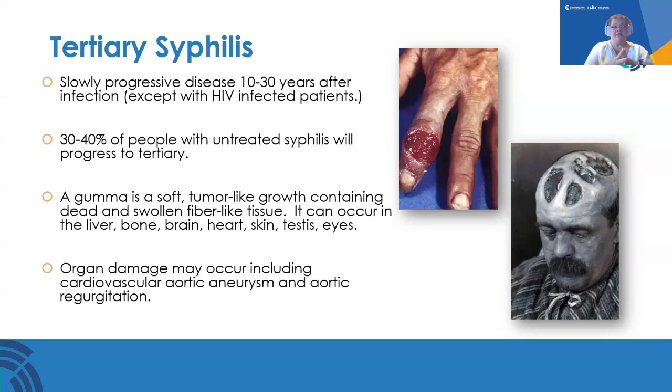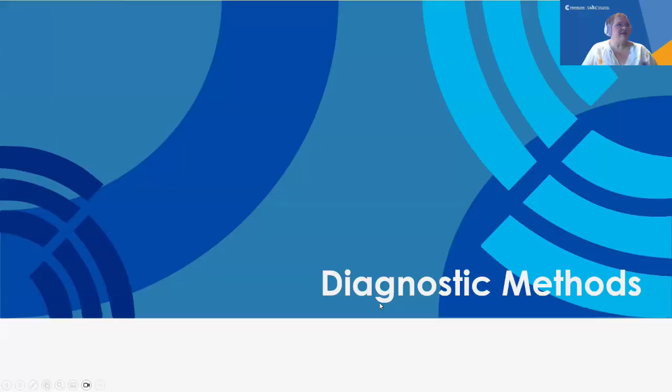A gumma is a soft tumor-like growth containing these dead and swollen fiber-like tissues. You can see the gummas here. And to me, it looks like the bacteria is literally eating the flesh from the person. You can also have internal organ damage, including cardiovascular aortic aneurysm and aortic regurgitation. So not only does it do outward body damage, but it's also doing body damage inside, which can be very, very devastating and lead to death.